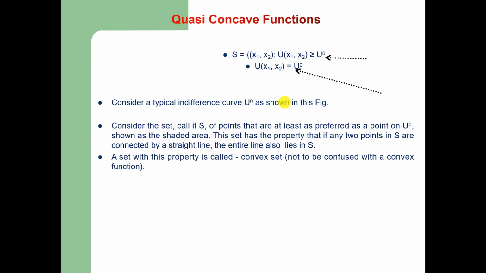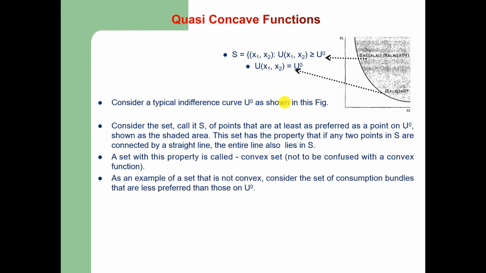Now let us consider a typical indifference curve U0 as shown in a figure. Let me show you the figure. So this is a typical indifference curve which is shown by U0, and utility is a function of x1 and x2, where this is good 1 and this is good 2. Now we may consider a set and we call it S. This is set S of the points that are at least as preferred as any point on the indifference curve U0. And this is shown by the shaded area.